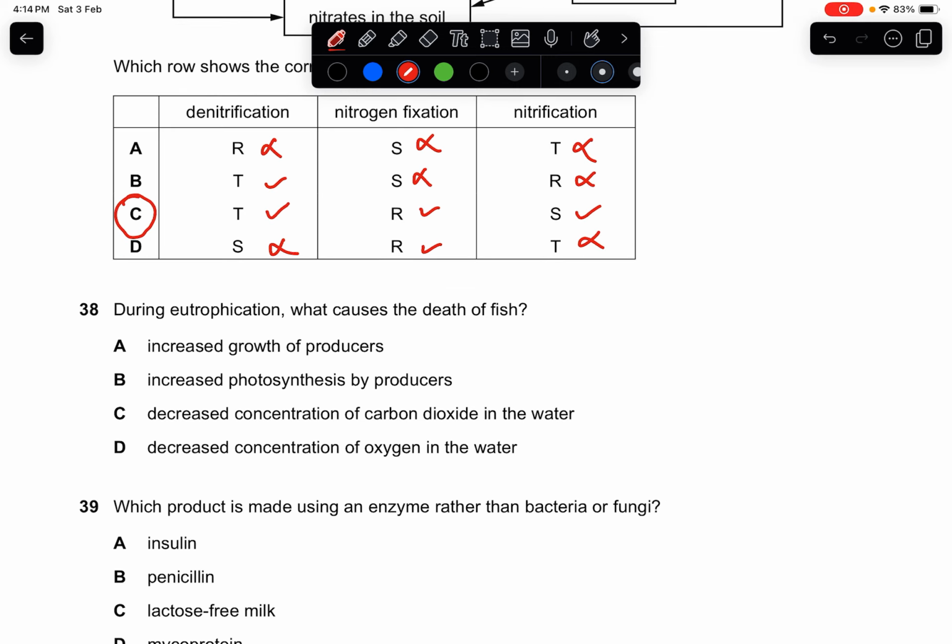During eutrophication, what causes the death of the fish? Increased growth of producers? Not really. Increased photosynthesis by producers? No. Decreased concentration of carbon dioxide in the water? No. Decreased concentration of oxygen in the water? Yes, because when there is a low amount of oxygen, they cannot undergo respiration, therefore no energy is produced, and they will die.